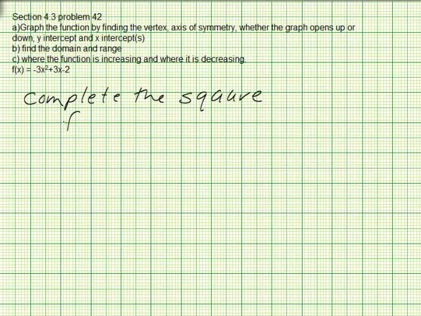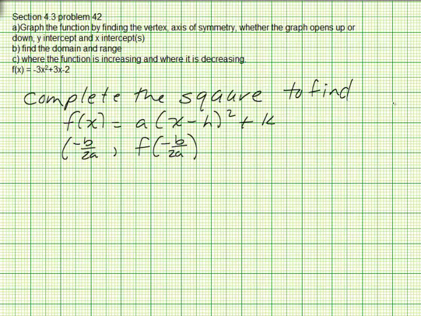So that we get the form f of x equals a times x minus h, the quantity squared, plus k. Or we could also find the opposite of b over 2a and then put that back into the function to find the y-coordinate of the vertex. And we're going to do both of these. You would not need to do both of these, but just for educational purposes, we're going to do both.